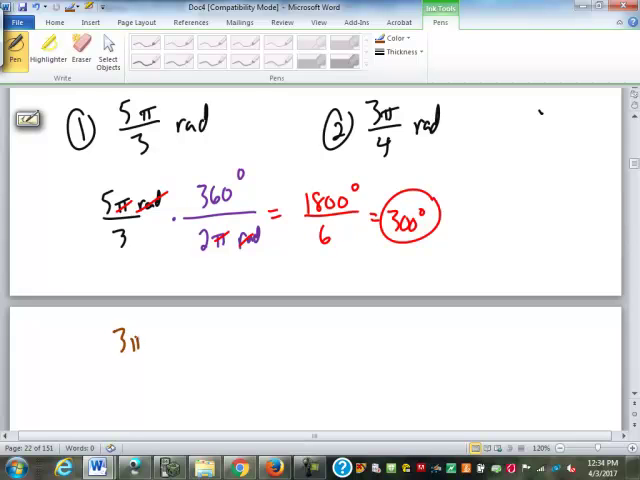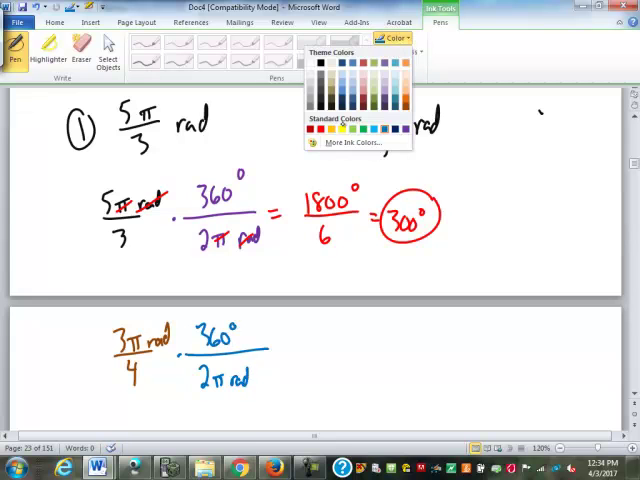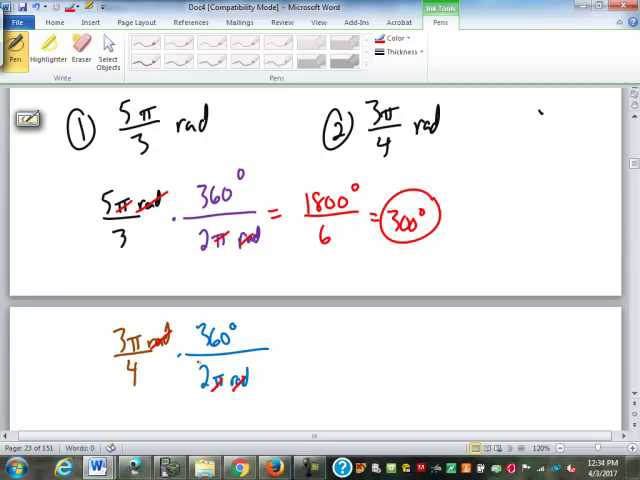So then here, 3 pi over 4, putting the radians on top again. So here's going to be 2 pi radians on bottom, 360 degrees on top. And again, the radians cancel and the pi's cancel. 3 times 360 is 1080. 4 times 2 is 8. Is that 135 degrees that comes out to be?